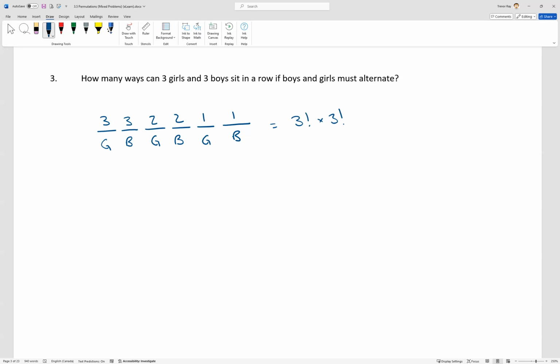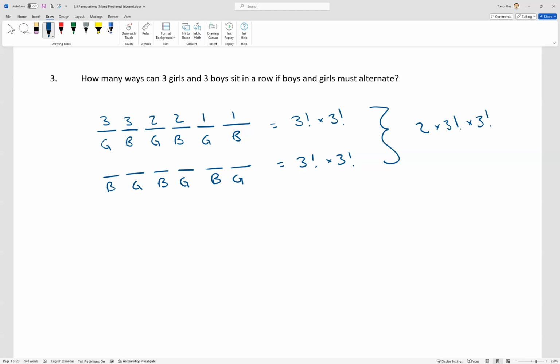However, we could have reversed this and done boy, girl, boy, girl, boy, girl. They're still alternating. We're just starting with a boy this time. And we get the exact same answer again. And ultimately, when we put them together, you're going to get 2 times 3 factorial times 3 factorial.